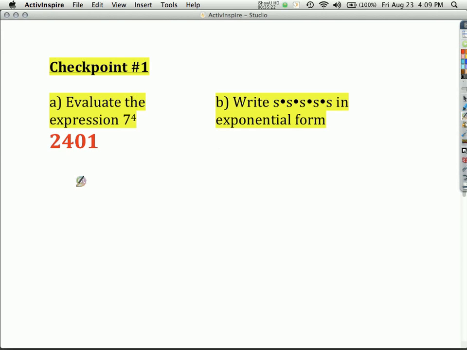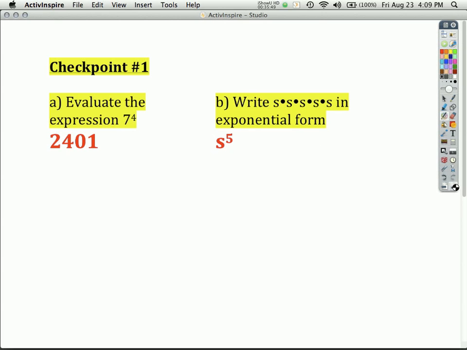What about part B? What will that be? We'll start with Mia, then Sebastian, and then Valerie. What'd you get? Okay, what'd you get? So you two agree. It is s to the 5th power. That was an easy one. Very good. Comments, questions? Good, we're doing quite well.